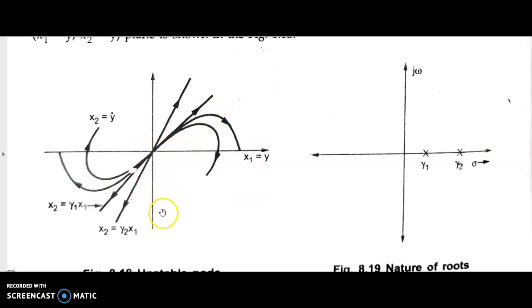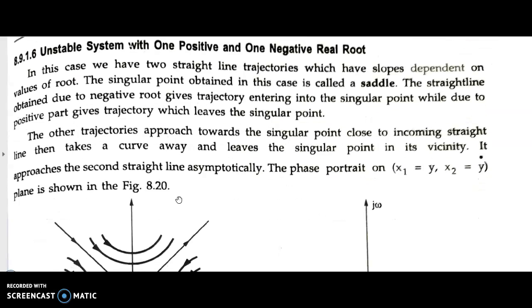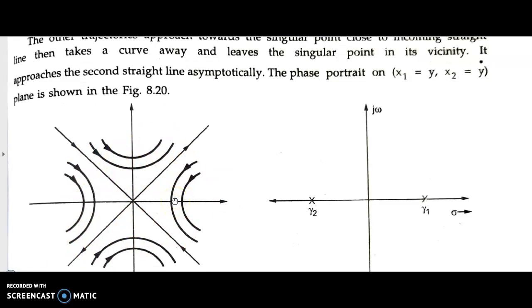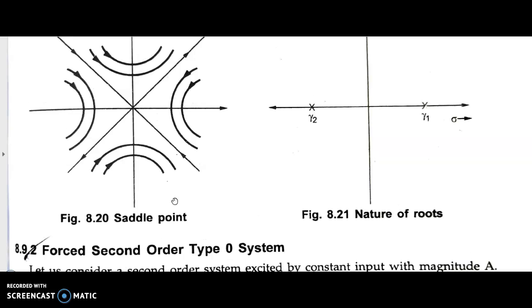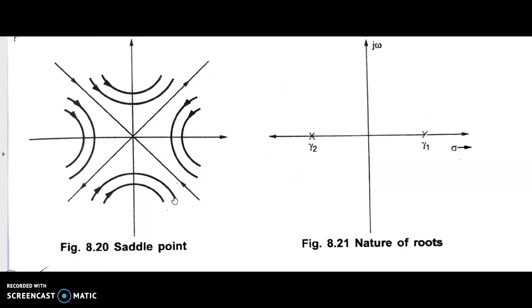So like this, you have to draw the phase portrait for this, right? Unstable system. One value is positive and one value is negative. So when this system is there, you will get a graph like this. The singular point, that is the phase trajectory, you will get like this. That is, one is positive and one is negative. This is an unstable system, right?